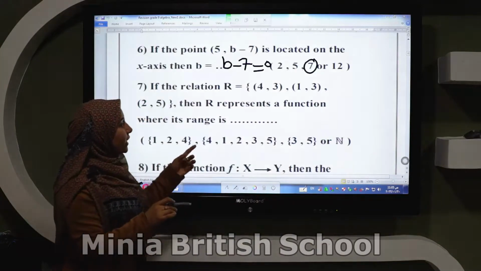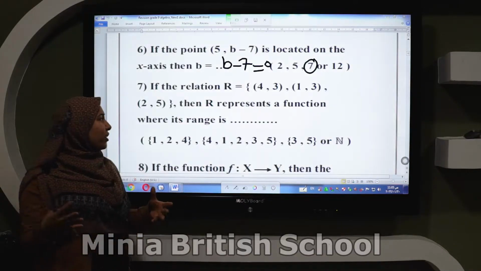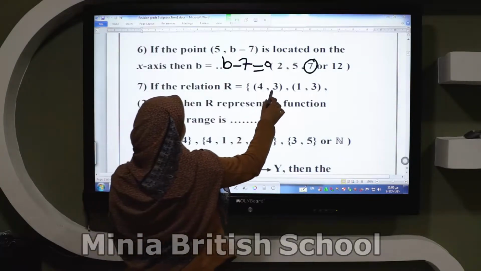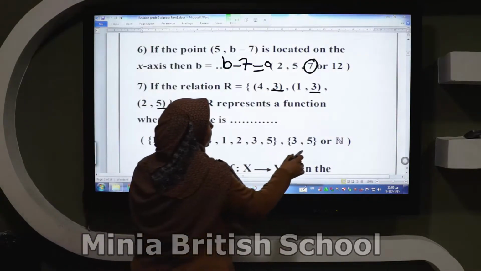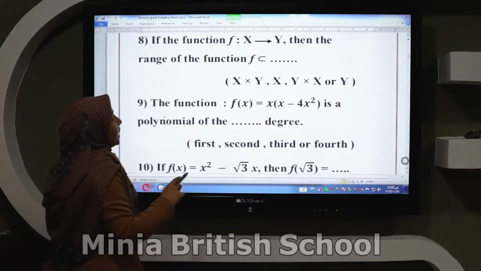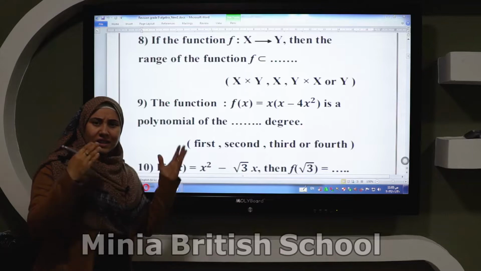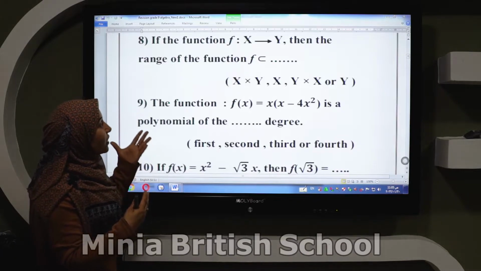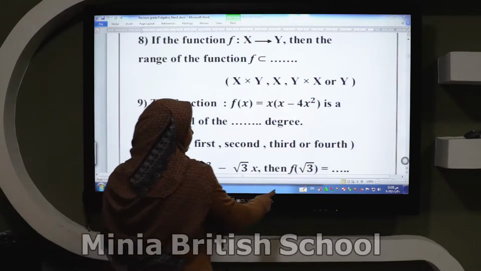If the relation R equals the set of ordered pairs {(4, 3), (1, 3), (2, 5)} represents a function, then its range is, yes, the range here, the second projection: 3 and 5. So the set {3, 5}, okay? Number 8, if f is a function from x to y, then the range of the function, the same idea, belongs to what? Belongs to the second set, belongs to y. So the range of the function f is a subset of y. Good.